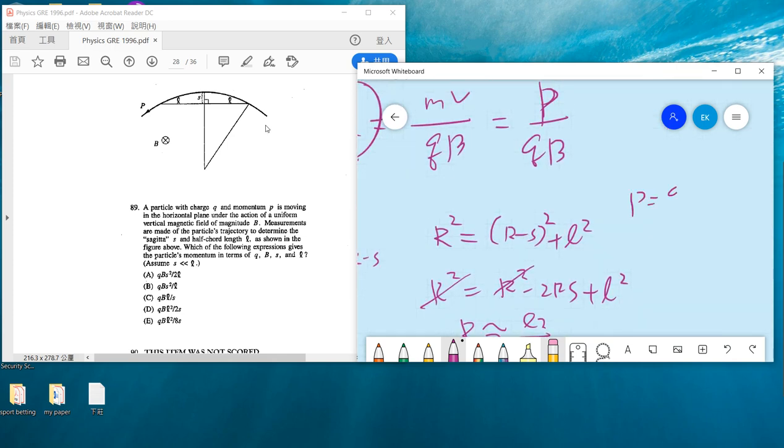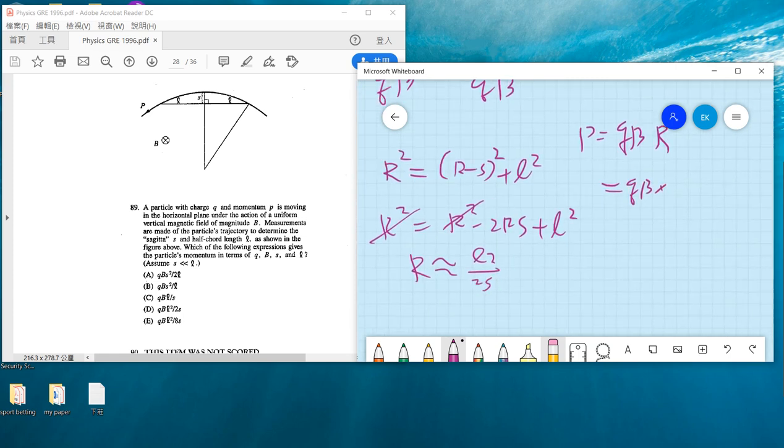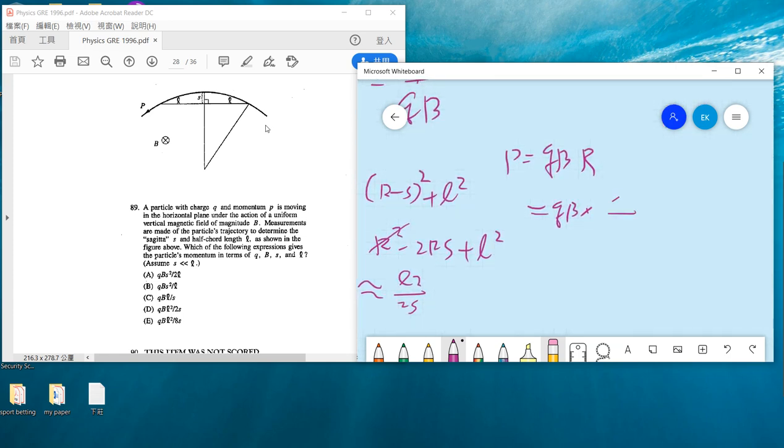So p is just qB times R, which is qB times L squared divided by 2S. So qB L squared divided by 2S. So the answer is D. Okay, so easy question.